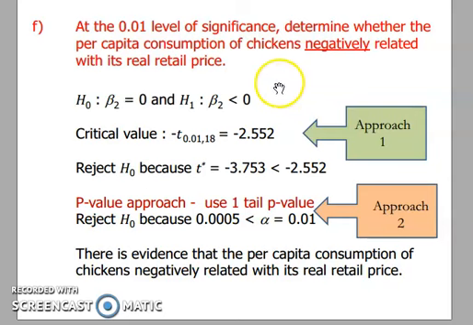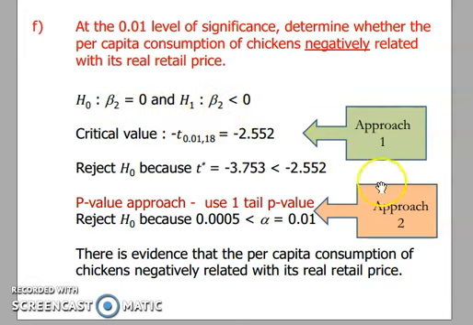If we want to do the one-tailed test, for example here at the 0.01 level of significance, determine whether the per capita consumption of chickens is negatively related to its real retail price. So here we have the claim that it is negatively related. So we can write H0: beta 2 equals 0, H1: beta 2 less than 0. So it's a one-tailed test.